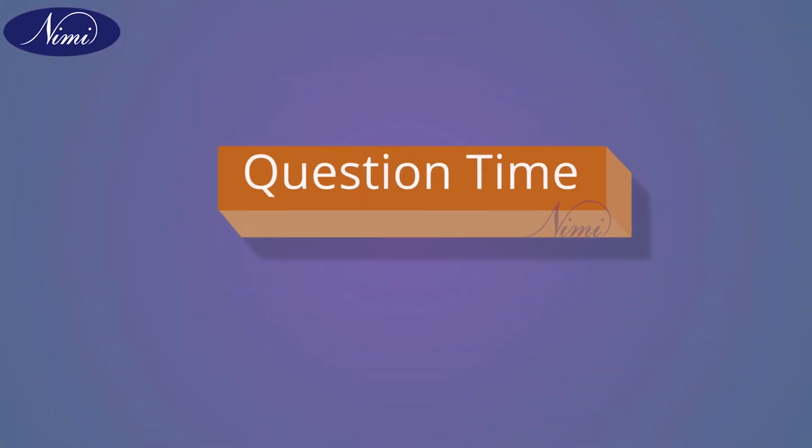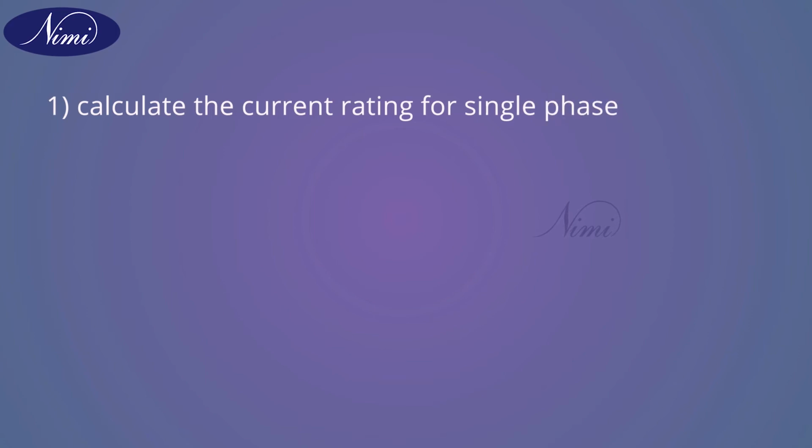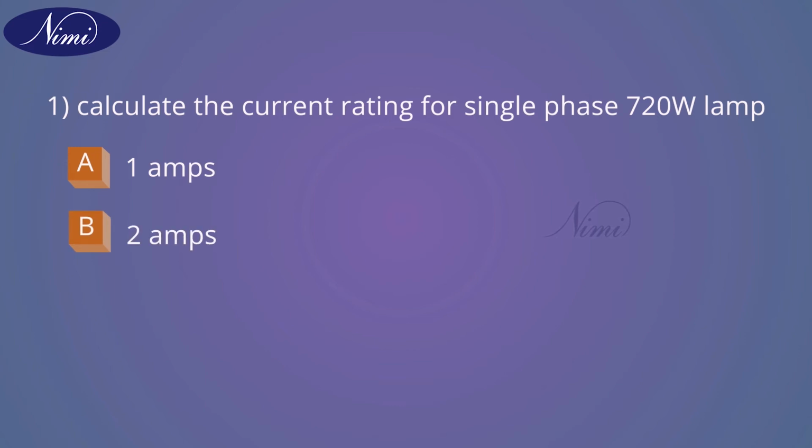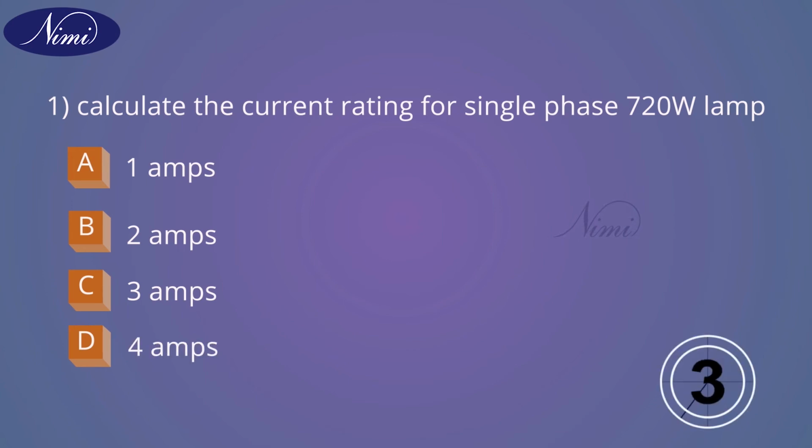Question time. Question number 1. Calculate the current rating for a single-phase 720 watt lamp. Option A. 1 amp. B. 2 amps. C. 3 amps. D. 4 amps. And the answer is C.